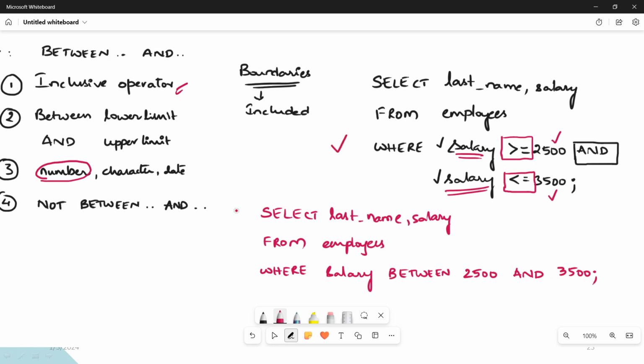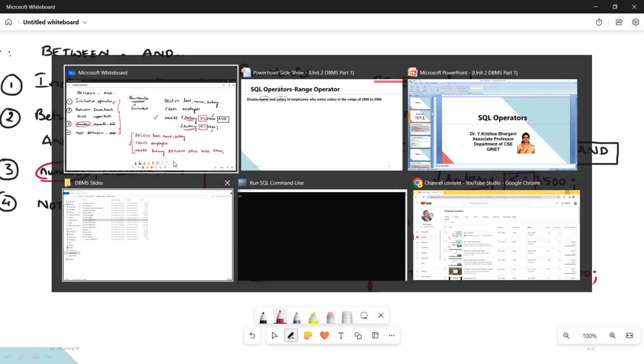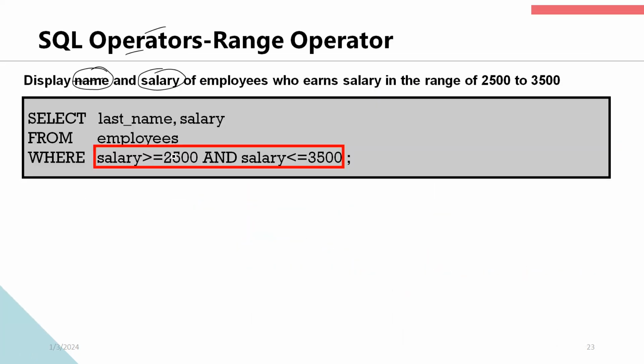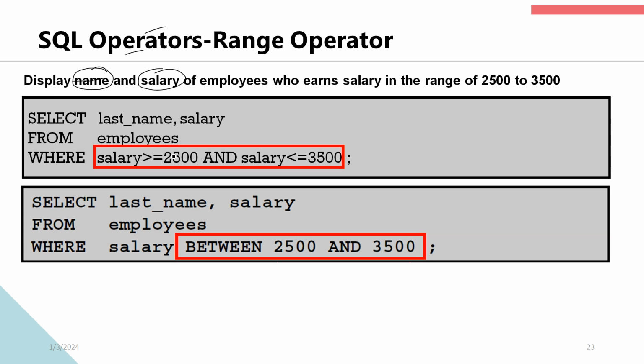Performance wise, this query and this query both work the same. But if you observe, the length of the query is reduced much when you are working with this range operator. So whenever there is a chance that all these 4 conditions or 3 conditions are getting satisfied, make use of the range operator instead of going with a combination of comparison and logical operators. Let us observe the same here on the slide. The first one is making use of a combination of comparison with logical operators, and the second one is making use of between and.